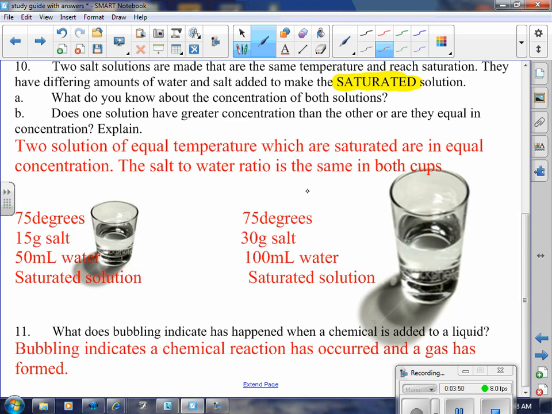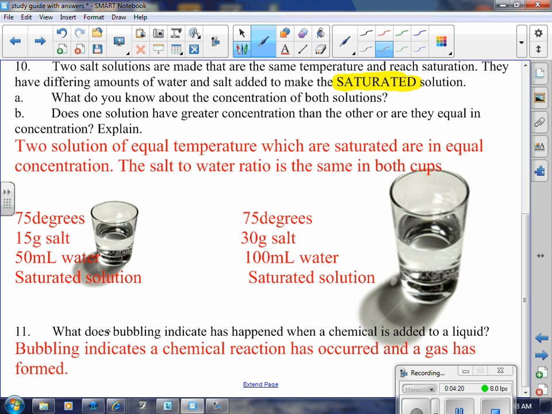And then I have done a little example here. If we had water at 75 degrees, both of them at 75 degrees, but I had a small cup with 50 milliliters of water in it, which takes about 15 grams of salt to saturate it. Then when I had 100 milliliters, in order to saturate it, it would take 30 grams. So these fractions would be equivalent. 15 over 50 is the same thing as 30 over 100. They're equal fractions, so both cups would be the same.